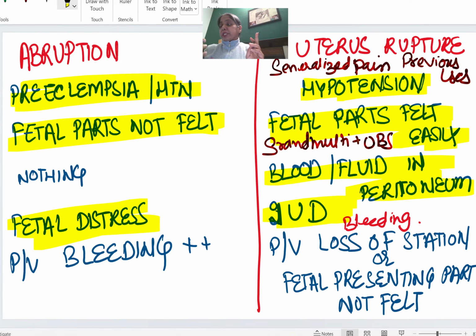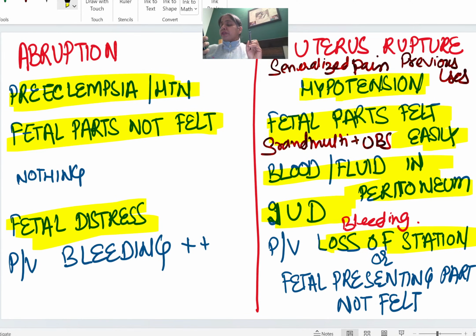Very important point. In uterus rupture, because the fetus is in the peritoneal cavity, one cannot feel the fetus by doing PV. There is loss of station. What do you mean by loss of station? First, you were able to feel the fetal head. Now, after rupture, you are not able to feel it. That is loss of station. In other words, fetal presenting part not felt.